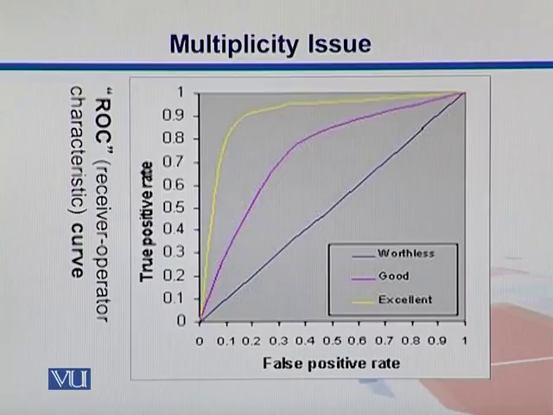So what do we expect this curve to look like? In order to have an excellent result, you should have this yellow line. So you should have more true positives as compared to your false positives.